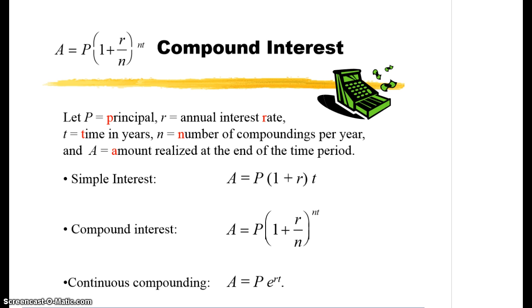Just to remind you, in the formula for compound interest, P was the principal, r is the rate, t is the time in years, n is the number of compounding periods per year, and A was the amount realized at the end of the time period. In other words, the future value, what you get out of your investment in the future. So far, we've encountered formulas for simple interest and for compound interest, and today we're going to talk a little bit about continuous compounding, which we have briefly seen in the past, but we haven't done in greater detail.